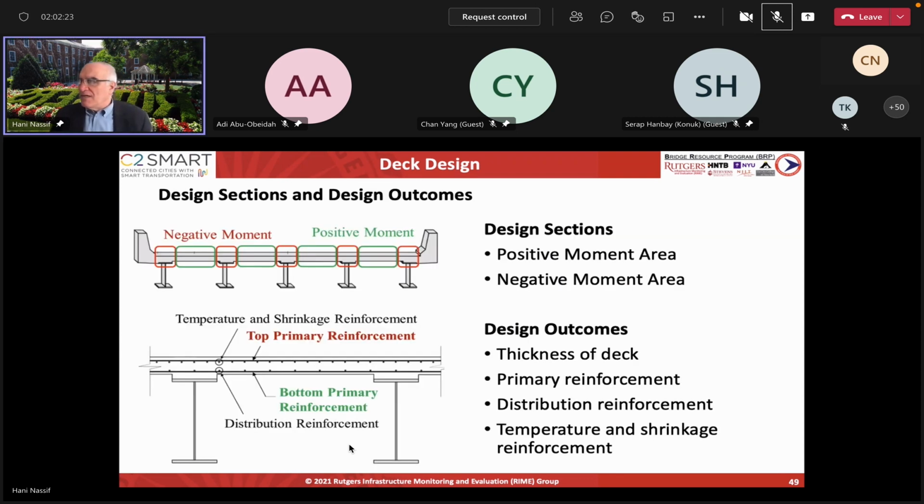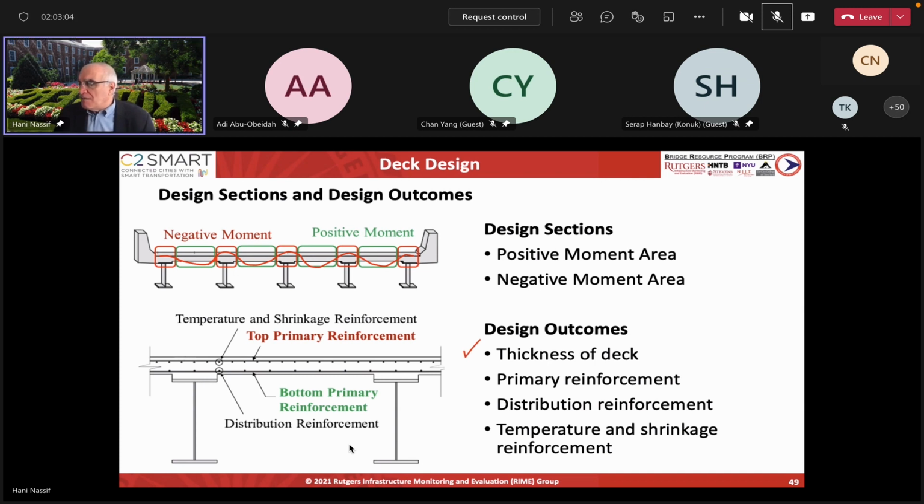So here we have a deck design, and basically we're taking, as we said, the strip. Okay, so we look at the green, which is the positive moment region. So you have to design for that one, because this is where the slab will be behaving. And then you have to look at the negative moment region. So it will be something like this. Okay. So in the negative moment region, you would have to worry about the reinforcement, top and bottom, and the design outcome. What AASHTO will give you is the thickness of the deck.